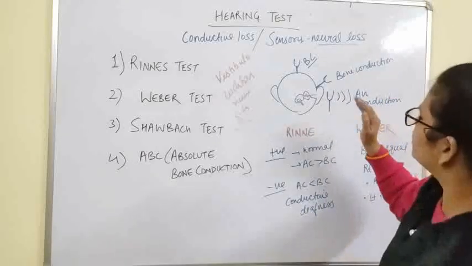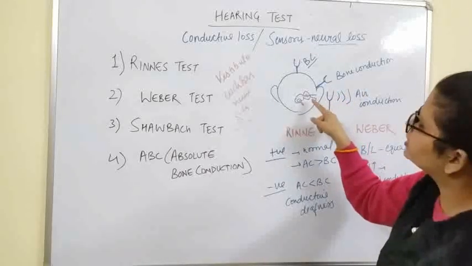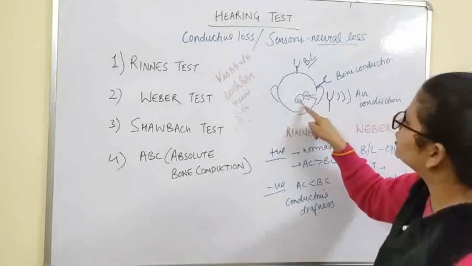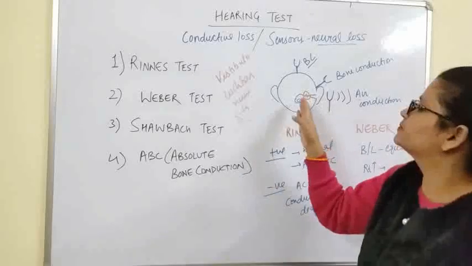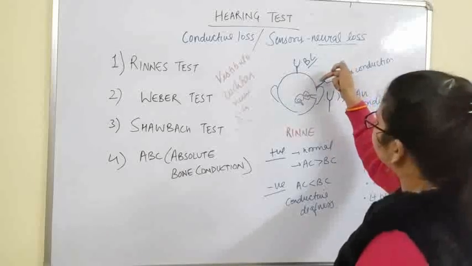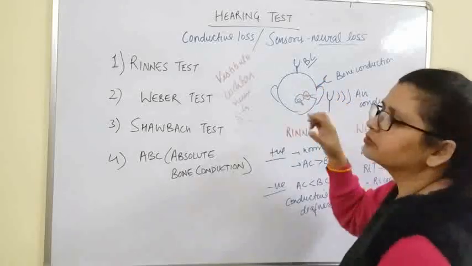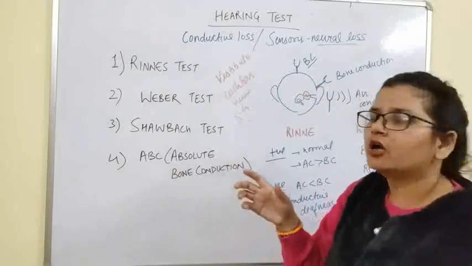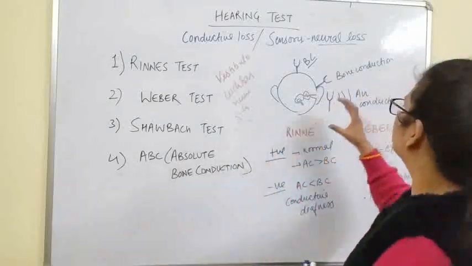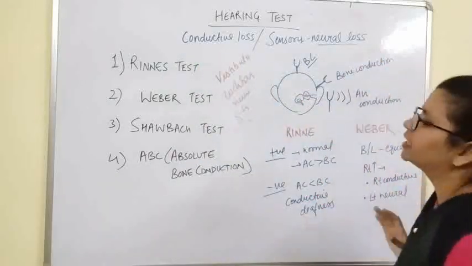What does that mean? If the sound waves come through the pinna, through the external ear, they vibrate the tympanic membrane, vibrate the ossicles, and then fluid moves in the cochlea and neural stimulation occurs. This pathway is air conduction. And if we attach a vibrating object on the bone, and via the bony surface the fluid in the cochlea moves and stimulates the nerve, that is called bone conduction. Using Rinne's test, we have to differentiate between bone conduction and air conduction.